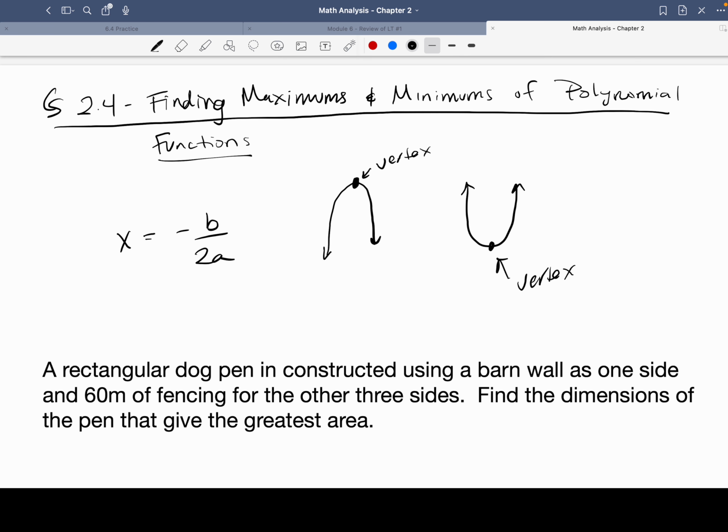So you can see in example 1, it says a rectangular dog pen is constructed using a barn wall as one side and 60 meters of fencing for the other 3 sides. Find the dimensions of the pen that give the greatest area. So I'll give you time to go ahead and write that down.